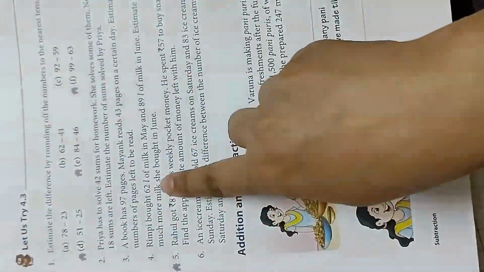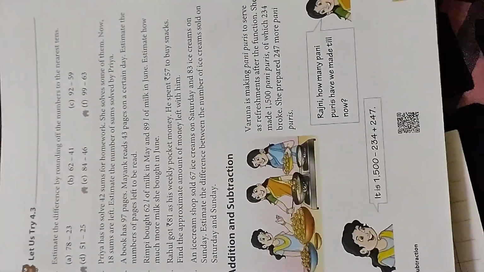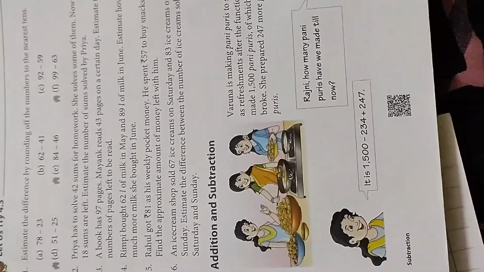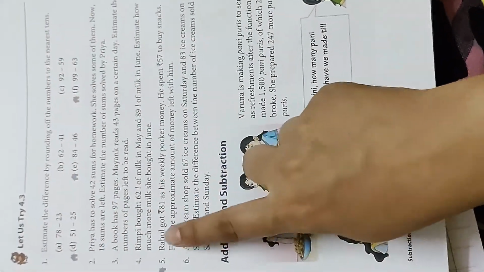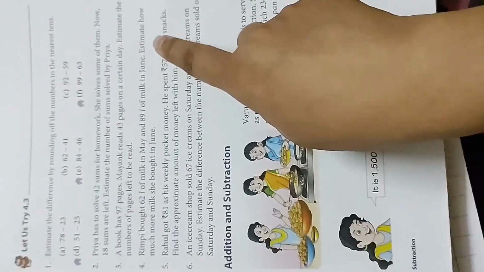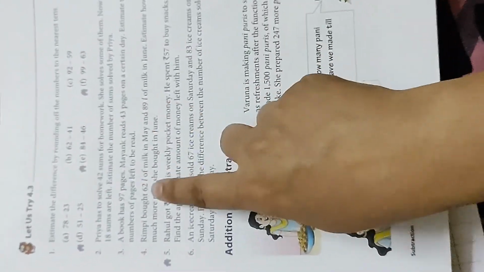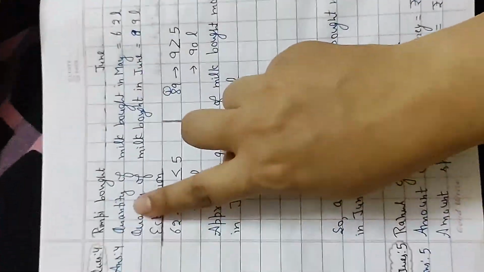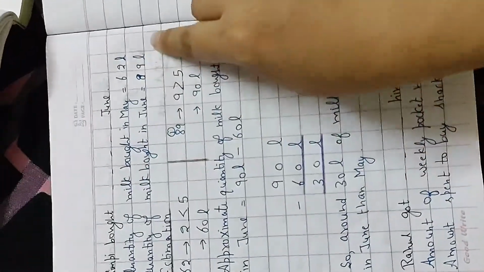Question number 4 for you. Rimpi bought 62 liters of milk in May and 89 liters of milk in June. Estimate how much more milk she bought in June. So the quantity of milk bought in May is 62 liters. The quantity of milk bought in June is 89 liters.